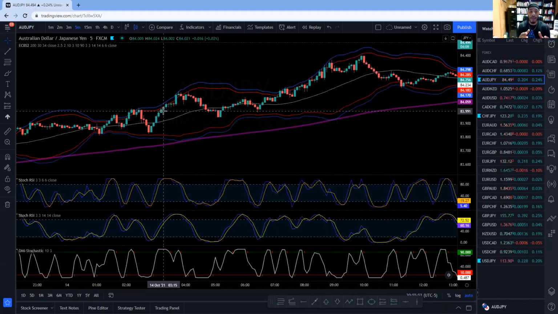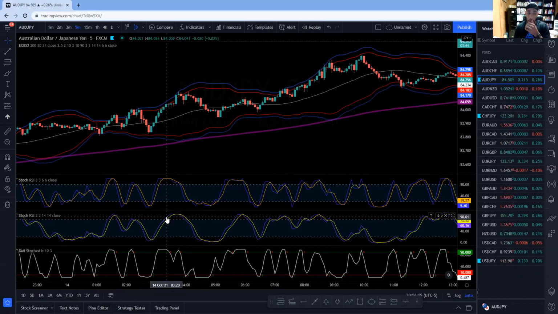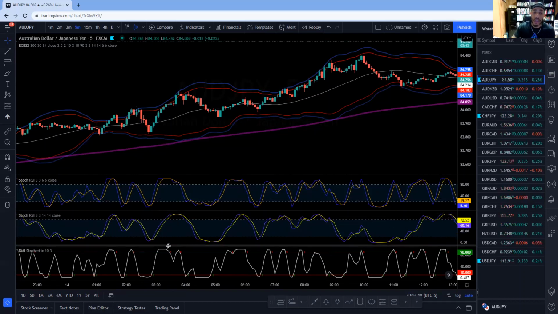So we want to find indicators that this market is overbought. So we come down to our stochastic RSI, our first one. We see both of these lines are indicating that it's overbought. Awesome. Then we come down to the second stochastic RSI, and we see that both of the lines are overbought as well, indicating the market is overbought. So cool, we have those confirmations. Now we come down to our DMI stochastic, right? We see our DMI stochastic is also overbought right here.